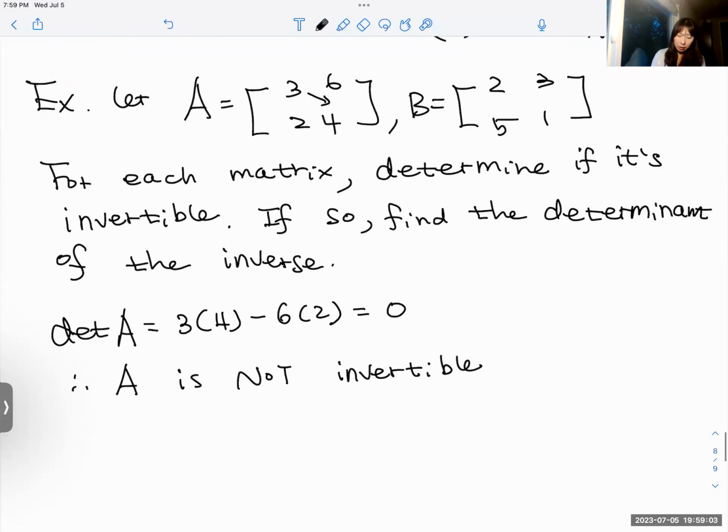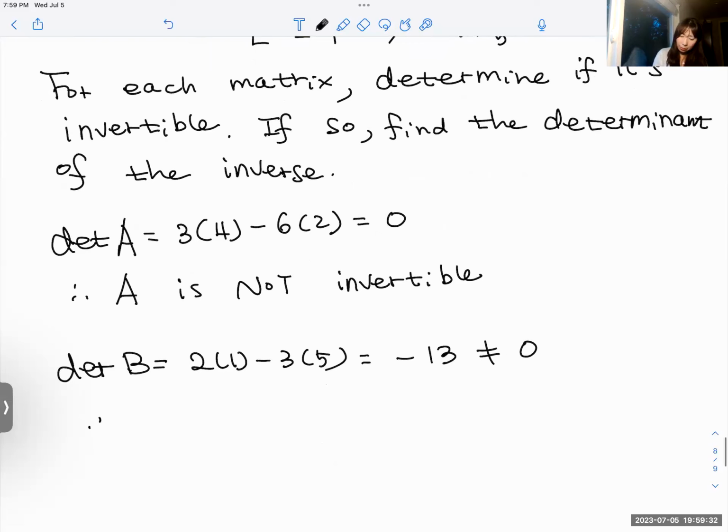Okay, let's check determinant of B. So we multiply this way, right? So it's 2 times 1 minus 3 times 5. A negative 13. Okay. That means since this is not equal to 0, B is invertible, right? Okay, B is invertible.